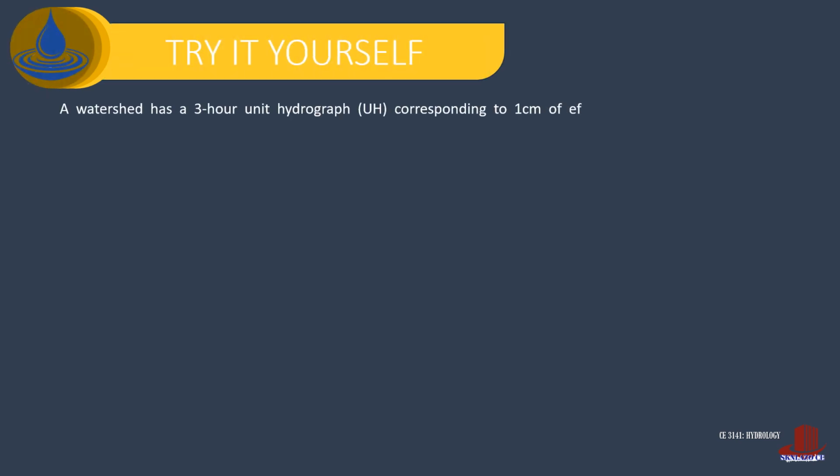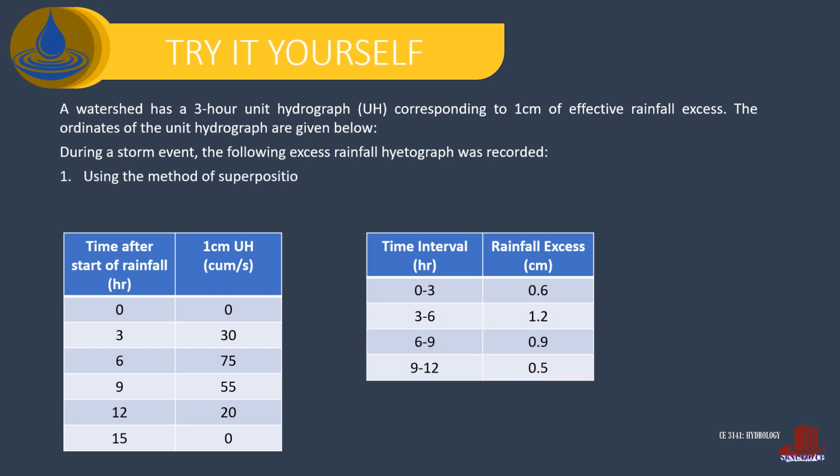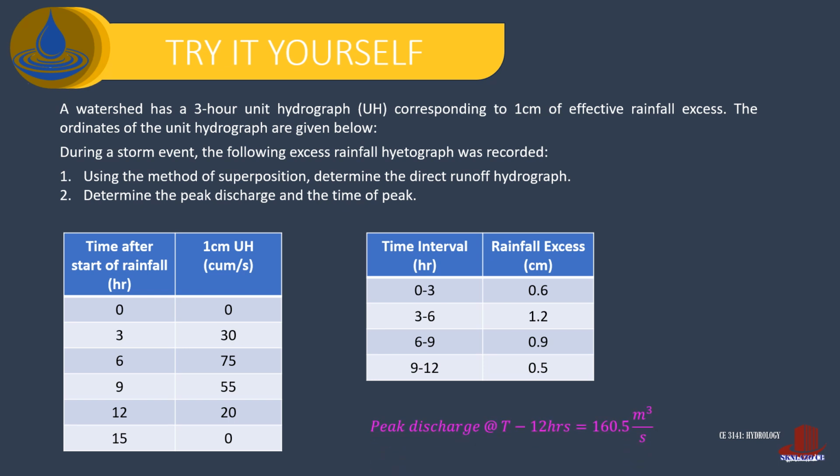Here is a practice problem for you to master the method. A watershed has established a 3-hour unit hydrograph using 1 centimeter effective excess rainfall. A storm provided a hyetograph of 3-hour intervals. The task is to determine the direct runoff hydrograph from which you identify the peak discharge. By following the procedure, you should be able to compute the peak discharge as 160.5 cumex, and this occurs at T12 hours. Good luck!